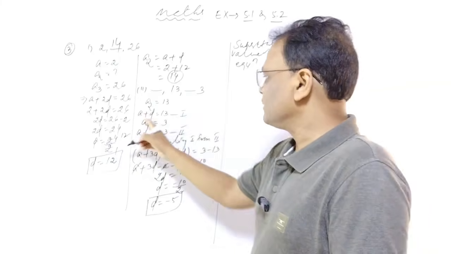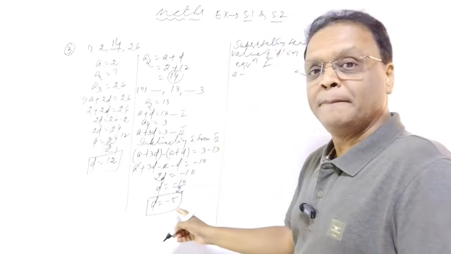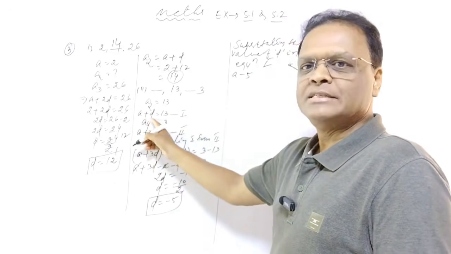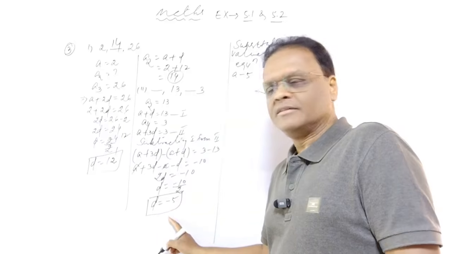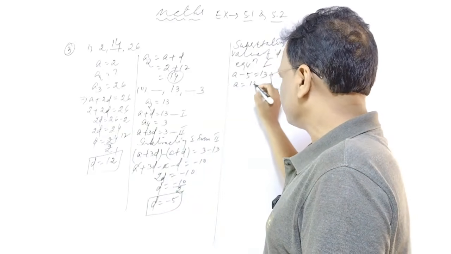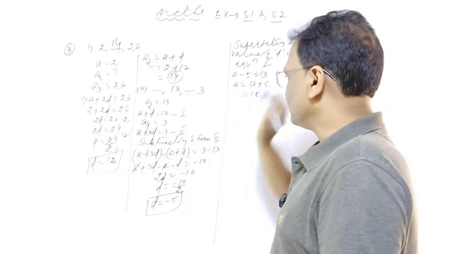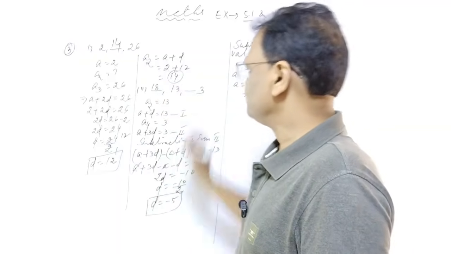Equation 1 is A plus D is equals to 13. A plus D. What is my D? I am writing 5 minus 5. A plus D is equals to 13. In the place of D, we write the answer, is equals to 13, and A is equals to 13 plus 5, which is nothing but 18. So I got A, the first term. What I got? First term I got 18.